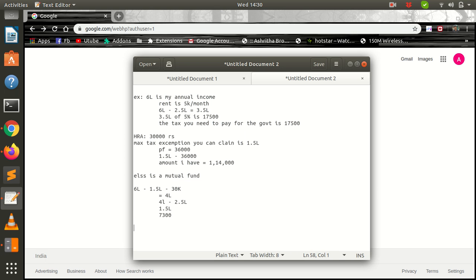Now, from 17,500 to 7,300 rupees, your tax amount got reduced. This is how you can reduce the tax, by showing all your expenses to the government, right?